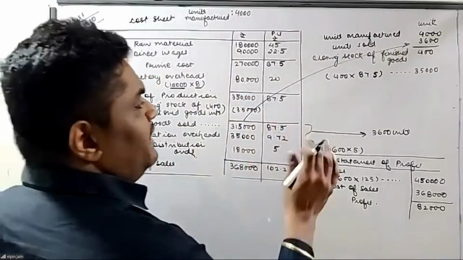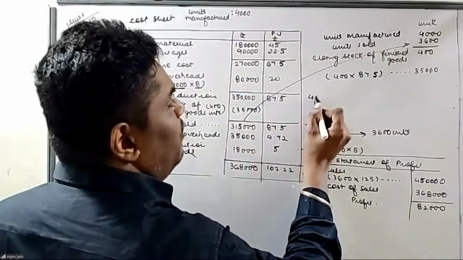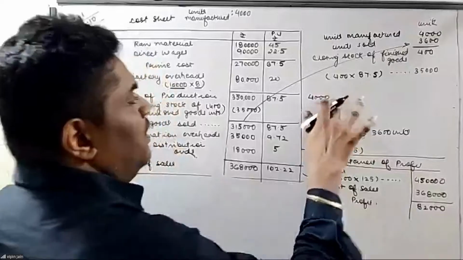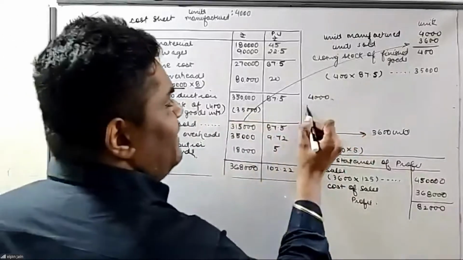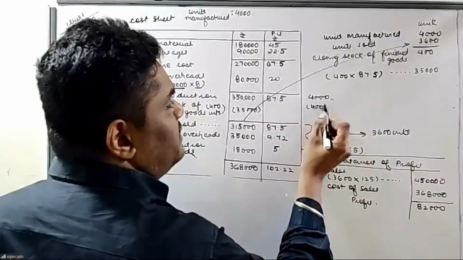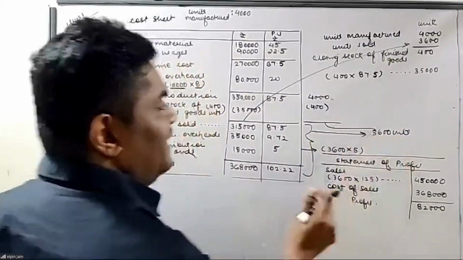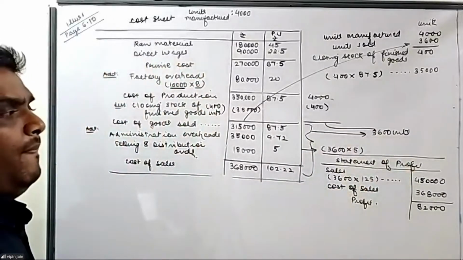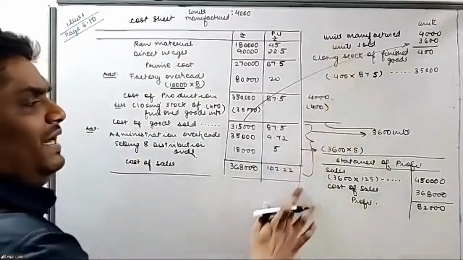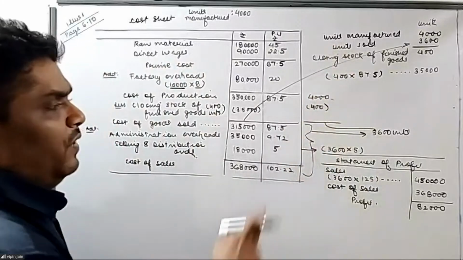See, till here we were talking only about 4,000 units. But we have subtracted the closing stock of 400 units. So from now and onward, 3,600 units will come into picture. That's why. This is just for your understanding. I have written from now and onward.